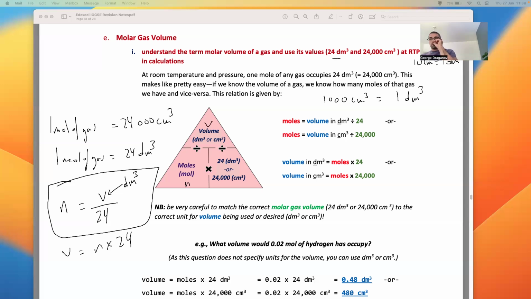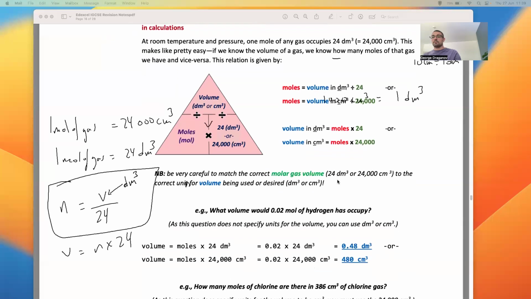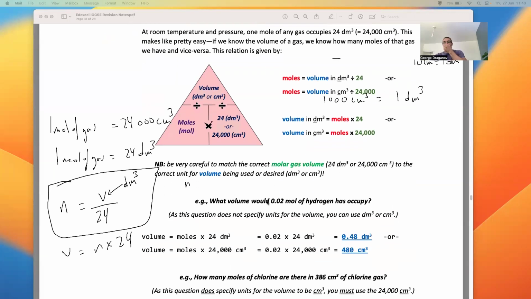So if we apply this to some questions, we scroll down. What volume would 0.02 moles of hydrogen gas occupy? Well, volume is moles times 24. So 0.02 times 24 gives you 0.48 decimeters cubed. If the examiner wanted it in centimeters cubed, you would times that by 1,000 and you get 480.